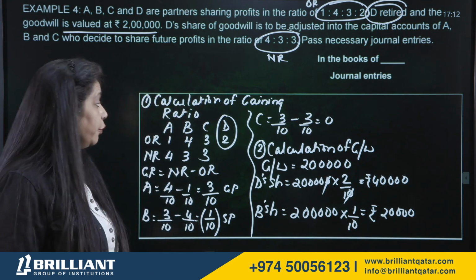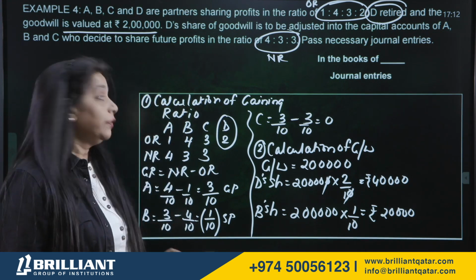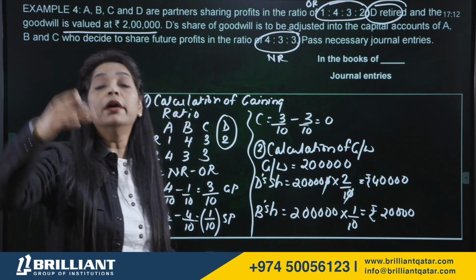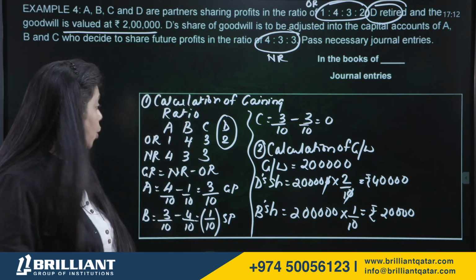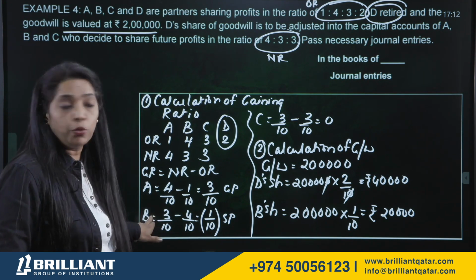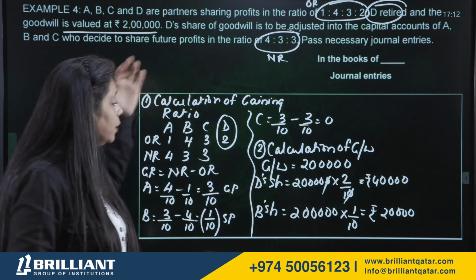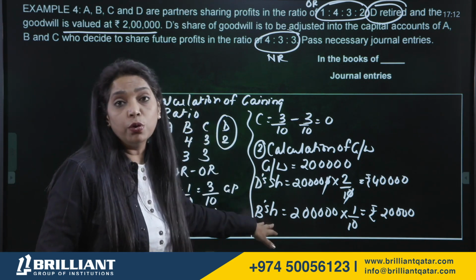So now the journal entry in this particular question is going to be the gaining partner to the retiring partner to the sacrificing partner. Who is the gaining partner? It is A who is gaining. And who is the retiring partner? It is D who is retiring. And who is the sacrificing partner? It's B who is sacrificing.